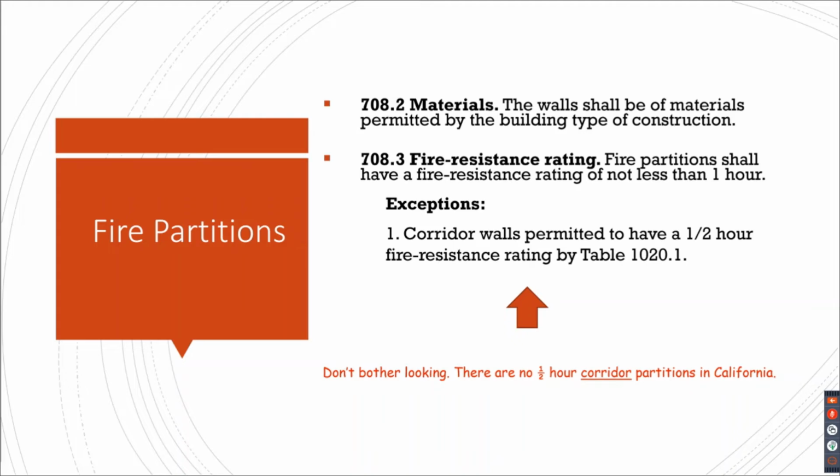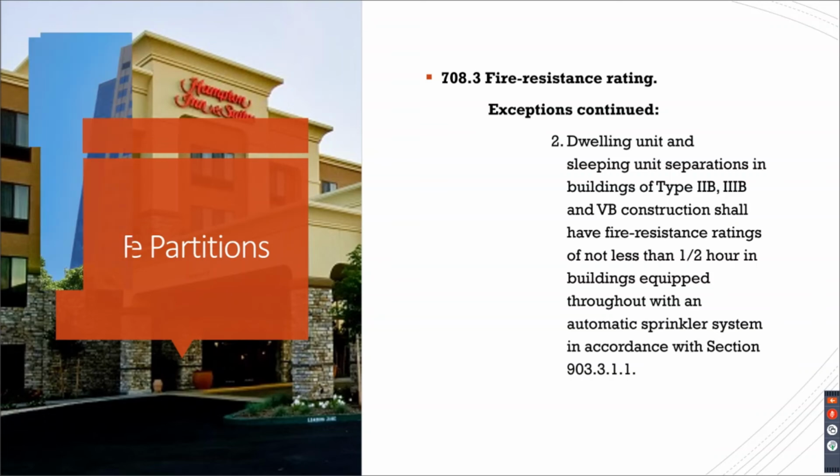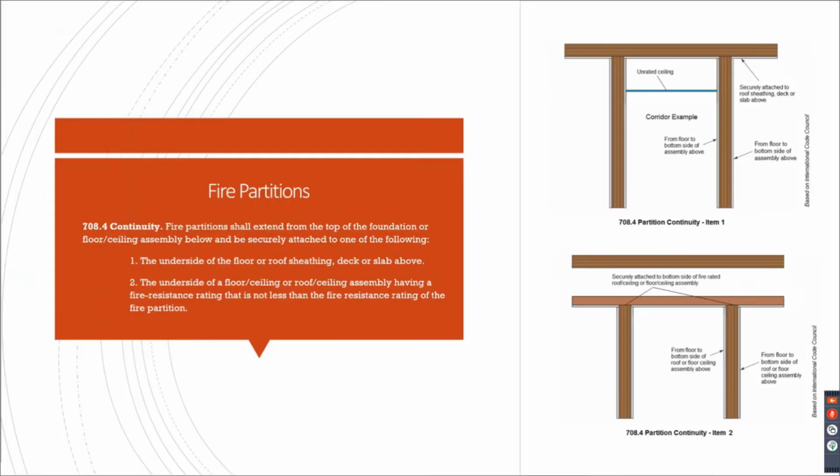Other parts of the country, that is not the case. They can go down to the half hour and smoke. They have smoke partitions, essentially. But anyways, just keep it in mind, obviously 1 hour rated corridors in California. Then there's exceptions. Dwelling units doesn't apply here. Type for group B and high rises.